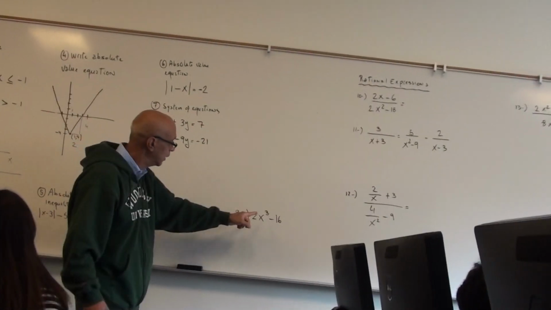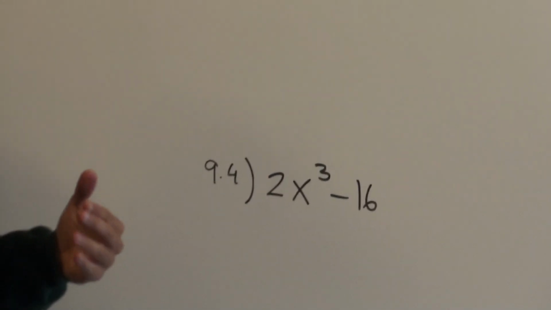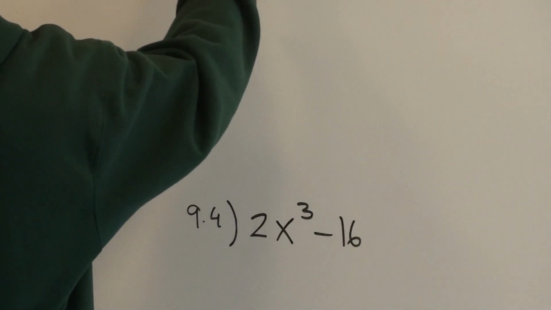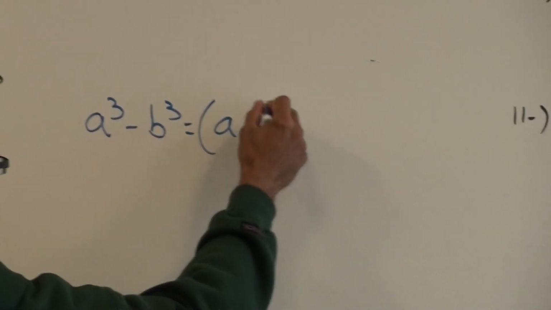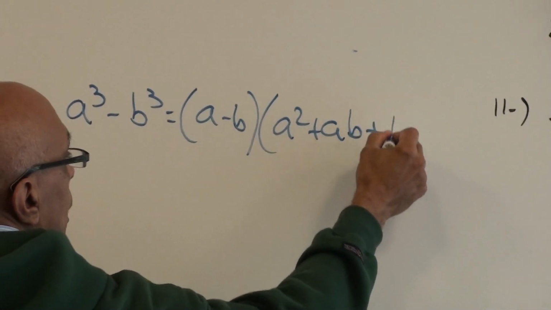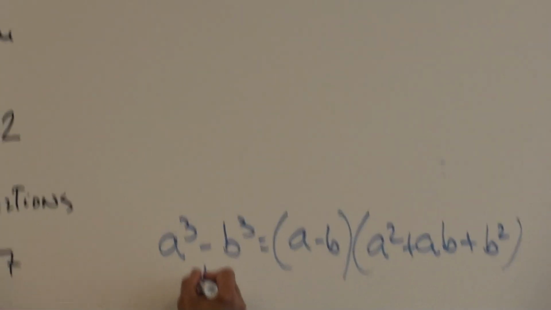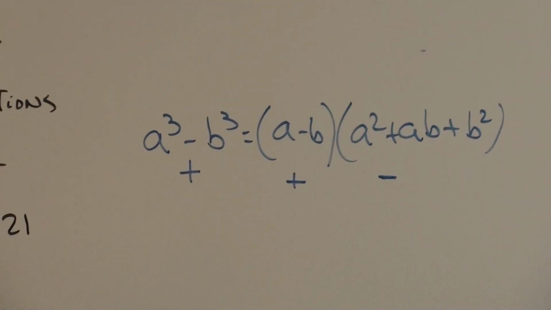So for the last one here, when I see a cube, I know it's going to be the difference between cubes. For the difference between cubes, you have to remember this formula: a minus b, times a squared plus ab plus b squared, okay? If I had a positive here, then I would have a positive here, this is going to be positive, and the negative sign is going to be there. So please make sure you remember this.